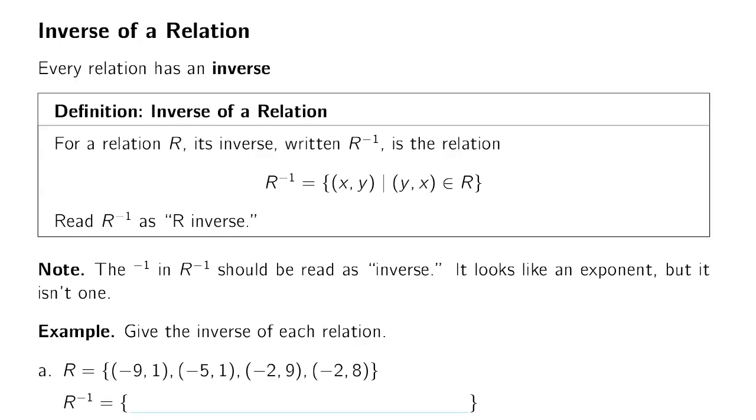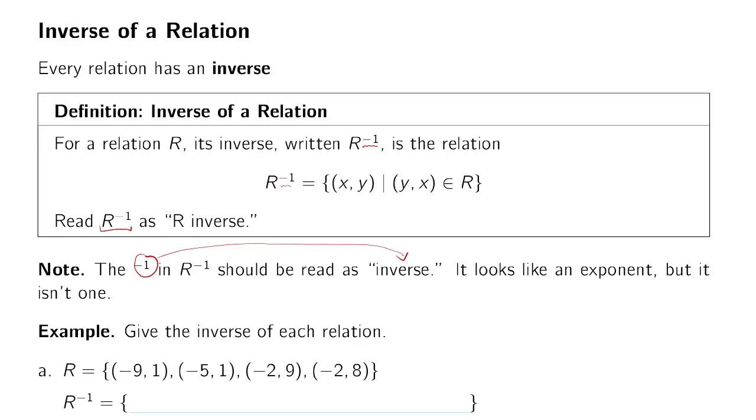Every relation is associated with a unique other relation called its inverse. And the inverse of a relation is just the relation that we get if we take our existing relation and reverse the entries. We indicate the inverse with the superscript -1 notation, and when we name the inverse function, we read this symbol as R inverse. Right, so the superscript -1 here should be read as inverse.